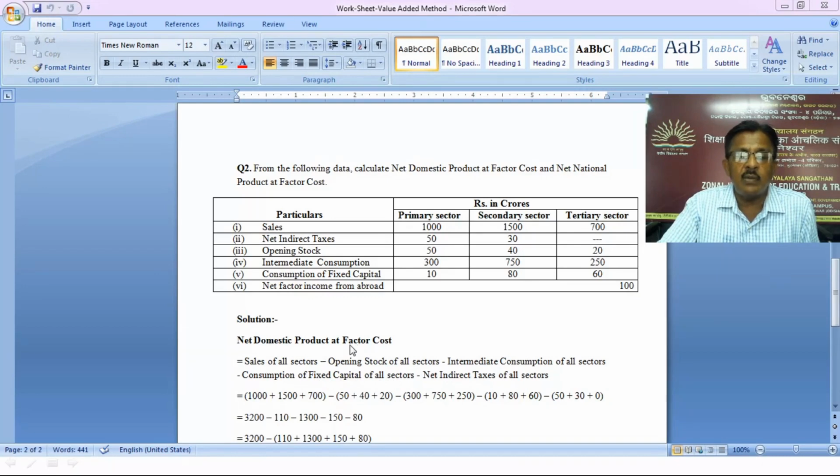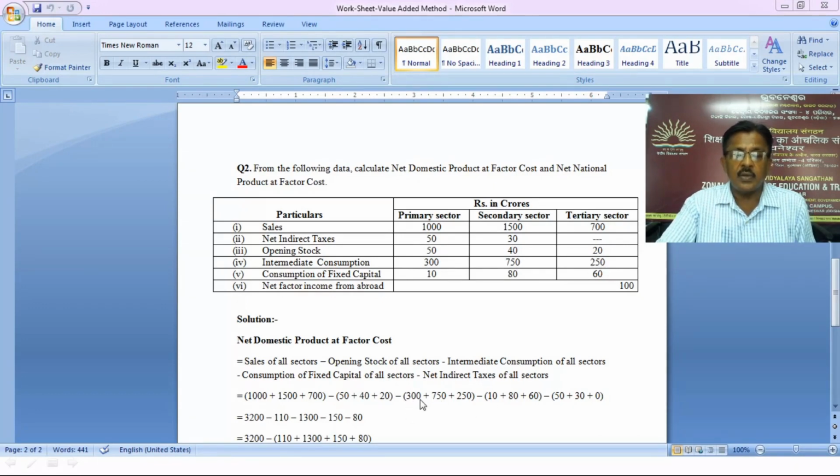Then we want this value at the factor cost, so we have to subtract the net indirect taxes of all sectors. So accordingly the values are given here. 1000 is the primary sector sales, 1500 is the secondary sector sales, 700 is the tertiary sector sales, and the opening stock of all the sectors, 50, 40 plus 20, minus the intermediate consumption of all the sectors, that is 300 by primary sector, 750 by secondary sector, and 250 by tertiary sector.